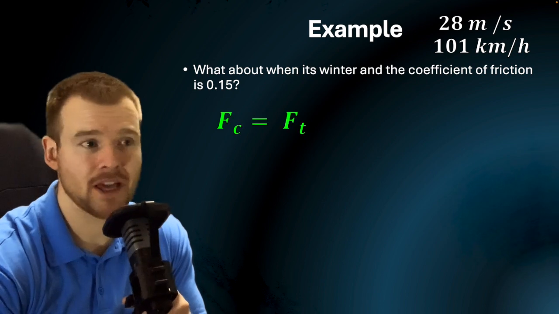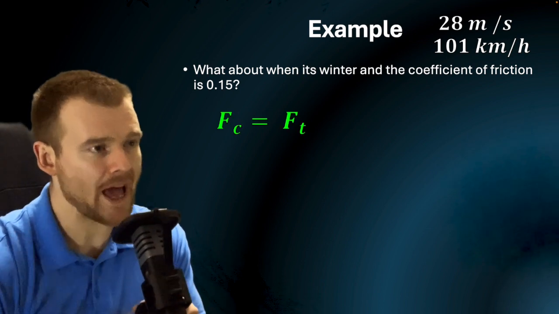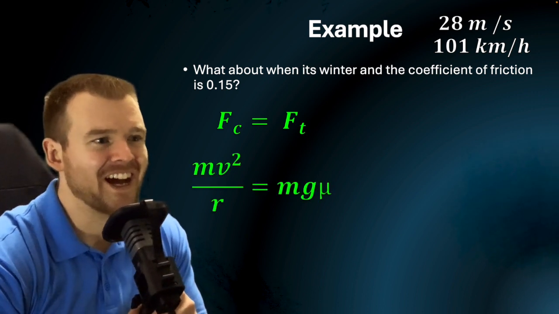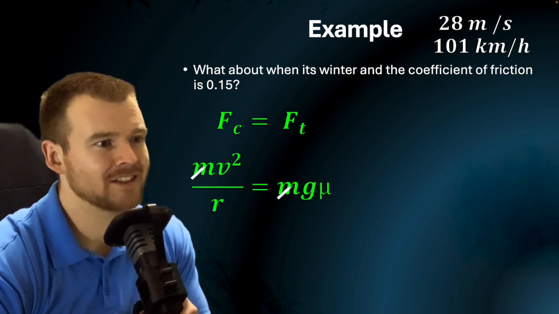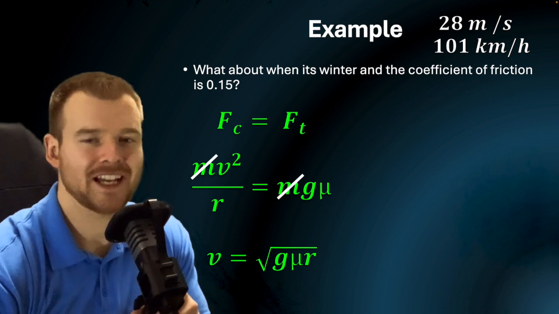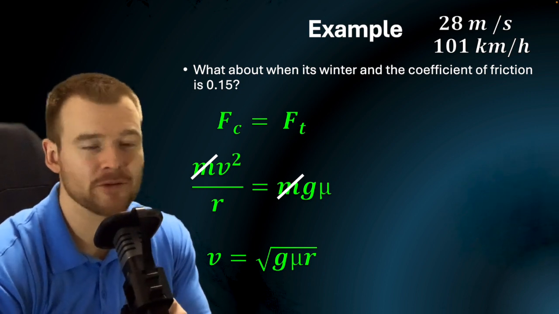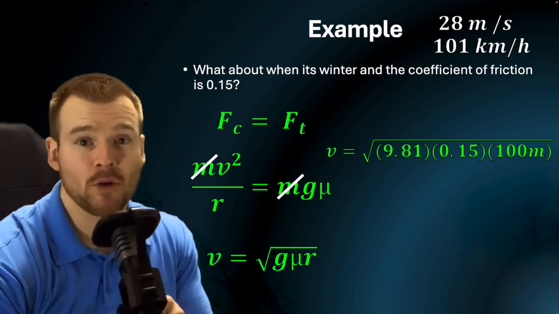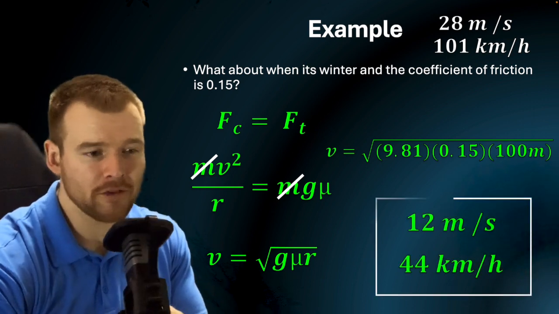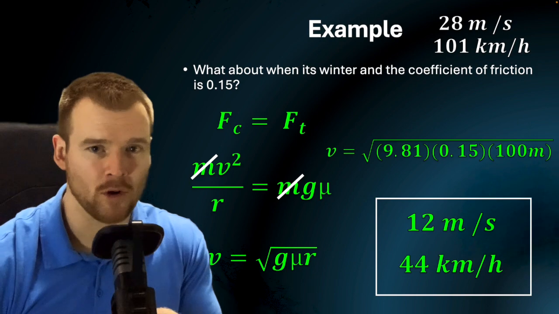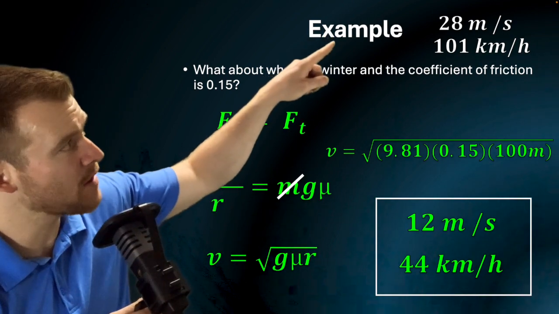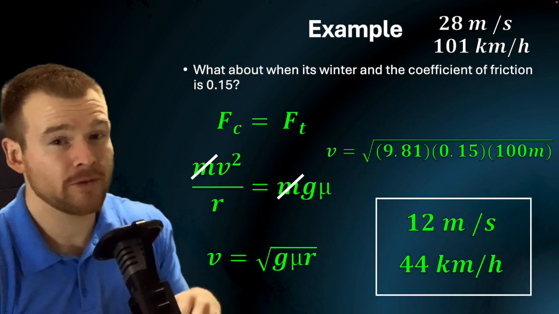So we do the exact same calculation. Again, Fc equals Ff, imagine that's Ff, not Ft, equals mg mu. This part is correct. Canceling out is correct. And we get the same correct equation of a velocity is the square root of g mu r. Plug in, and now we use 0.15, and we get an answer of 12 meters per second, or 44 kilometers per hour. So this is what I think is important. Before it was 101 kilometers per hour, and now we're down to 44 kilometers per hour.